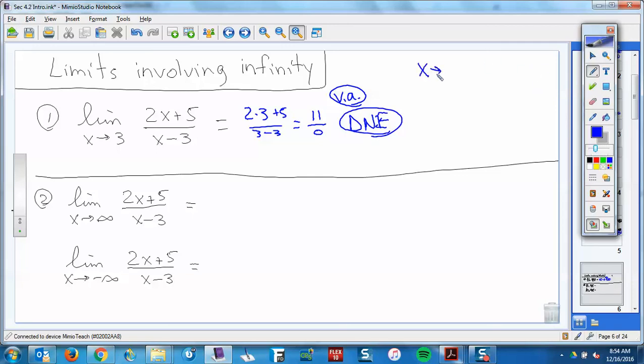Now, here's the problem. It's easy to check both sides on a graph. How do you check both sides on an equation?